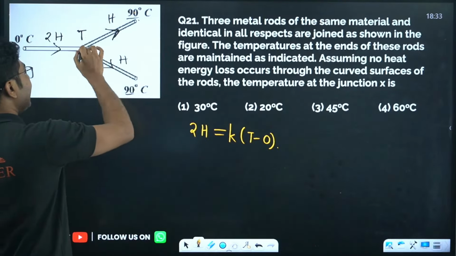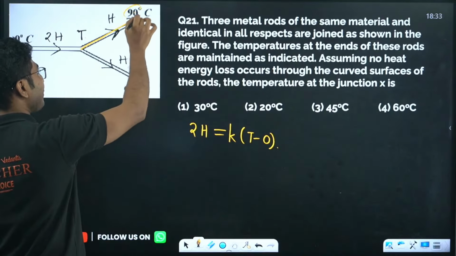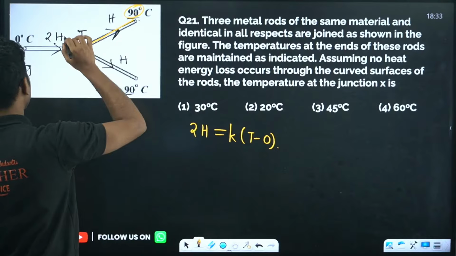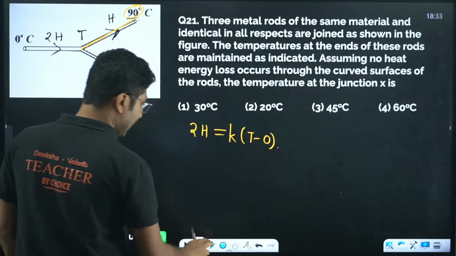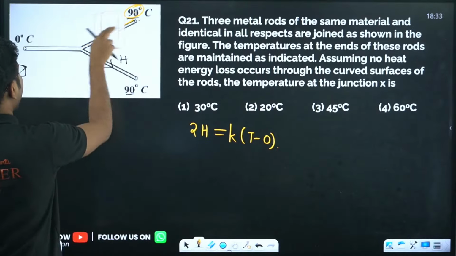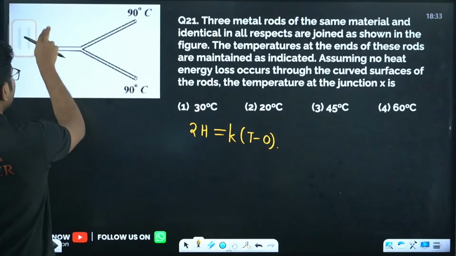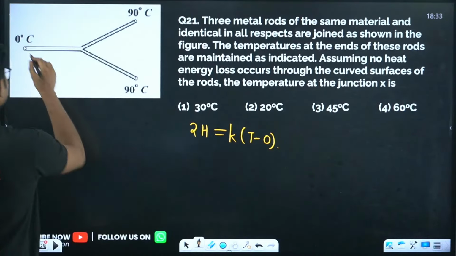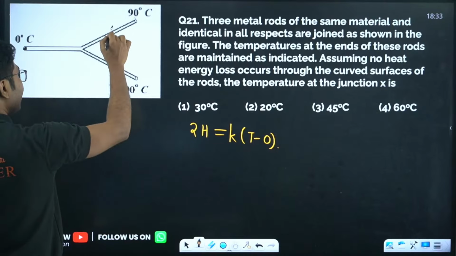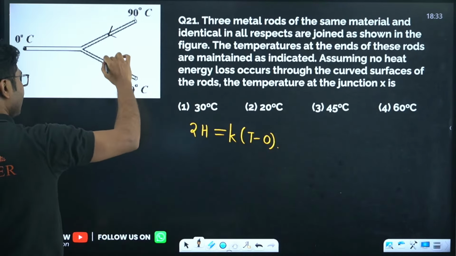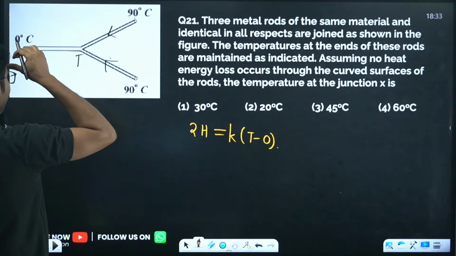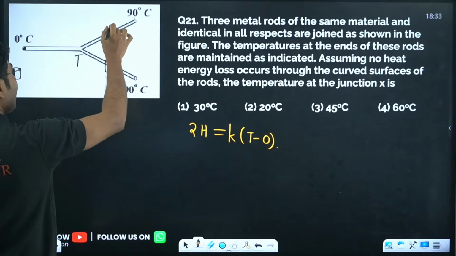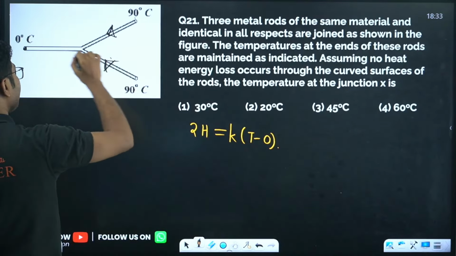Now when the heat is traveling in this direction, this is high temperature, this is... I made a mistake over here, a very bad mistake. This is 0 degree, this is 90 degrees, so heat must be flowing in this direction. Okay, so this is temperature T, so heat must be flowing from higher temperature to lower temperature.